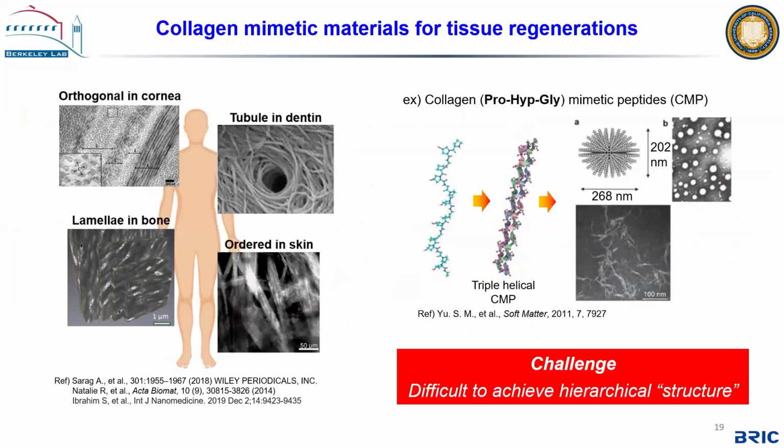The collagen is the most abundant protein in the human body, and they form different structures in different parts of the body. For example, in the cornea, they form this orthogonal structure by themselves. And in the cornea, they are transparent and they change the light refraction on the surface. So they are functioning as a lens, right?